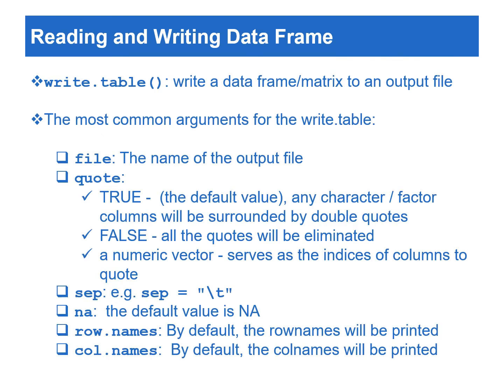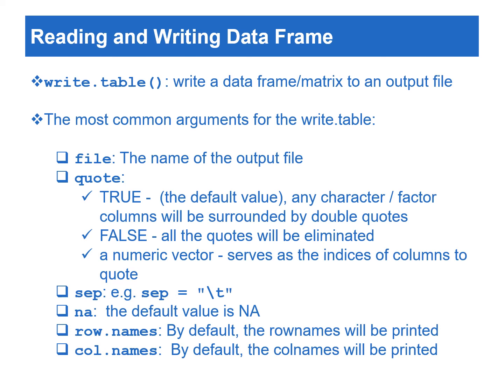To write a data frame to an external file, we can use the write.table function. The file option in write.table is to specify the name of the output file. By default, the character columns will be surrounded by double quotes in the output. We can set the quote option to false to remove the double quotes. The sep option is to specify what separator to use to separate each column in the output.